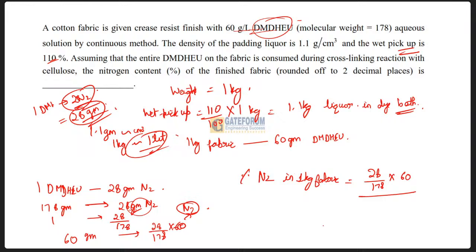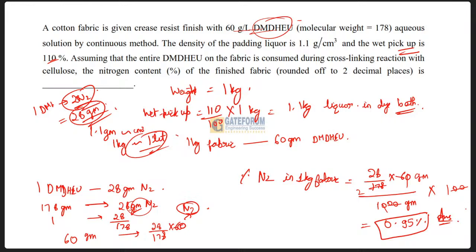So 1 kg fabric, so this is gram, and this is how much? 1 kg fabric means 1000 gram fabric, and you need to find it in percentage, then you will multiply by 100. So you will solve this, and when you solve it, it will come out to be around 0.95 percentage. So this is the correct option.